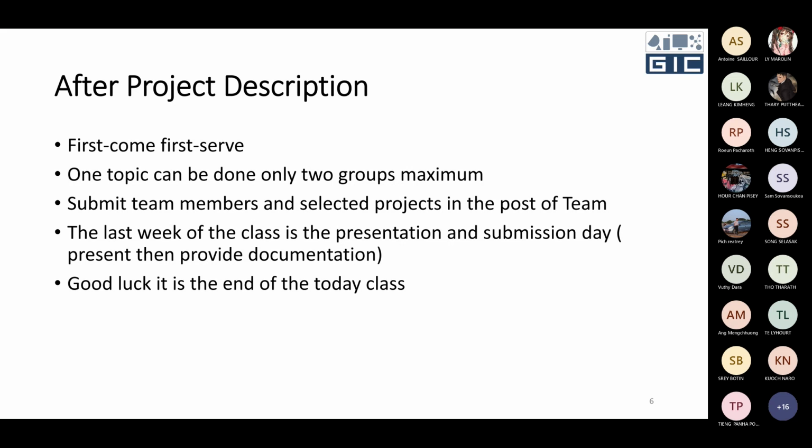But for example, there are 2 groups. If the first group takes the first topic, and the third post takes the same topic, you are not eligible. So you have to choose another topic. Okay, do you understand, or can you catch up with the project and your work now?